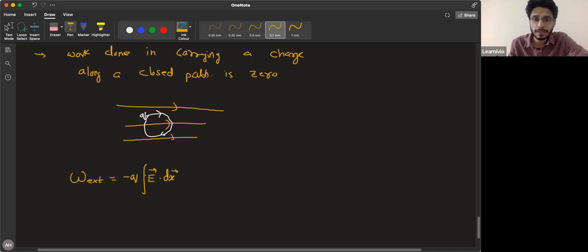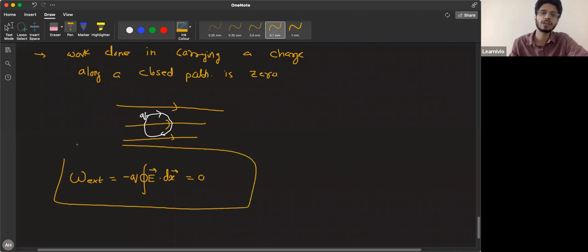And if I'm taking a closed path, then put a close sign, and this work done will be 0. So this is the work done in carrying a charge over a closed path in an external field, and that work done comes out to be 0. Is this expression minus QE dot dx clear? Yes, sir. This is what we have derived just now. So if it is a closed path, then put a close sign, and the work done is 0.